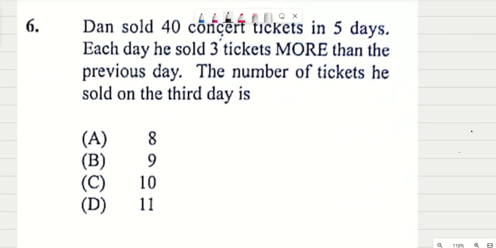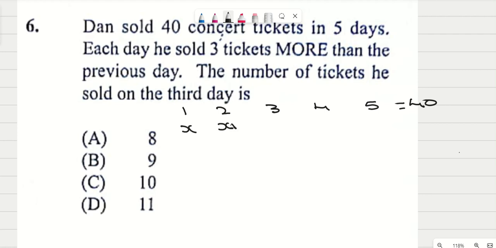So we know it's 5 days. We know it's day 1, day 2, day 3, day 4, and day 5. And they total to 40 tickets. We don't know how much he sold the first day. They just told you it is 3 more each day. So we could say first day is X because it's the value we don't know.